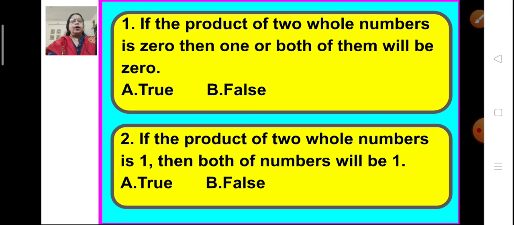All right. Now second one, if the product of two whole numbers is 1, then both of the numbers will be 1. Is it true or false? If the product of two whole numbers is 1, then both the numbers should be 1, isn't it? Because any whole number multiplied by 1 will give the same whole number. So for this, both the numbers have to be 1. Okay. So this is true. Both of the numbers should be 1.